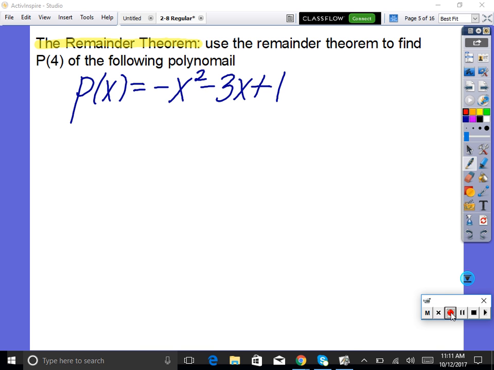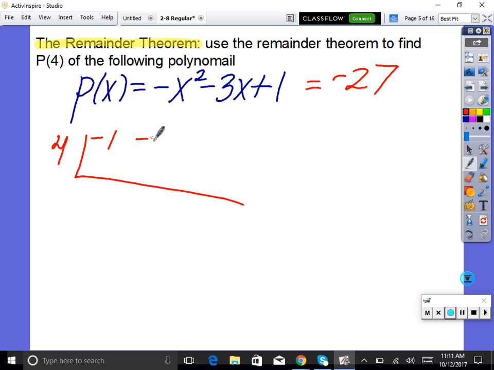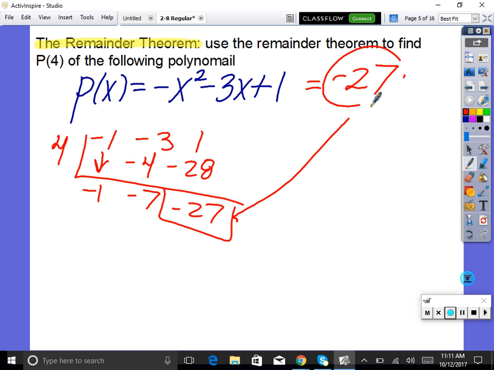What'd you get? Now on the test, I would do this. I would put in 4, divide by synthetic, -1, -3, 1. Watch, add straight down, multiply up, add straight down, multiply up, add straight down. Do you see? This is what I would do on the test. That's my remainder. Everybody good? Because they might say, so what does that mean? You'd say, well, it means that if I divide by 4 using synthetic division, my remainder is going to be -27. All good? So that's the last time we'll talk about it. Okay, let's go on to today's lesson.